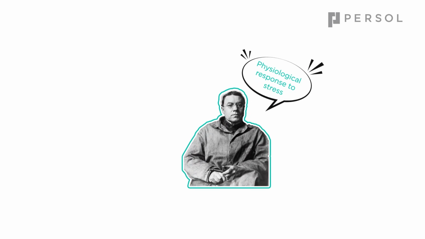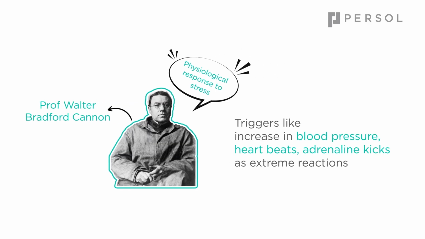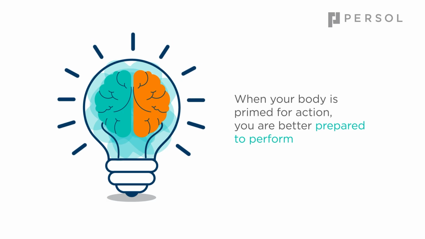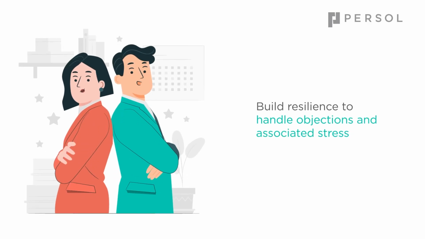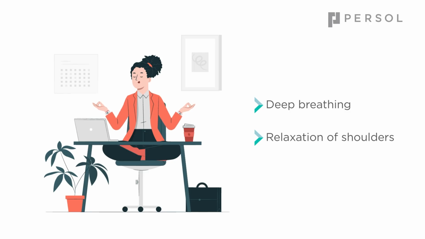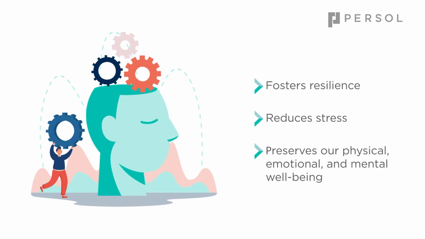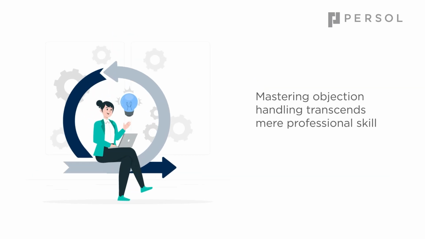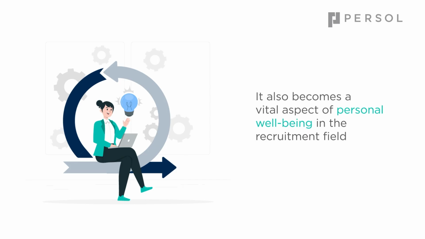The concept of fight or flight, explained first by Walter Bradford Cannon, underscores our physiological response to stress, whether real or perceived. This response triggers hormonal release, activates our nervous system, and primes our body for action. Knowledge about your fight and flight reactions will help in dealing with the situation better. And with time, seasoned professionals may develop a tolerance for objections in managing the associated stress. We advise applying techniques that can help mitigate the physical manifestations of stress, ensuring a more composed approach. Embracing this mindset fosters resilience, reduces stress, and preserves our physical, emotional, and mental well-being. Therefore, honing the ability to handle objections effectively becomes not only a professional skill, but also a critical component of personal self-care within the recruitment industry.